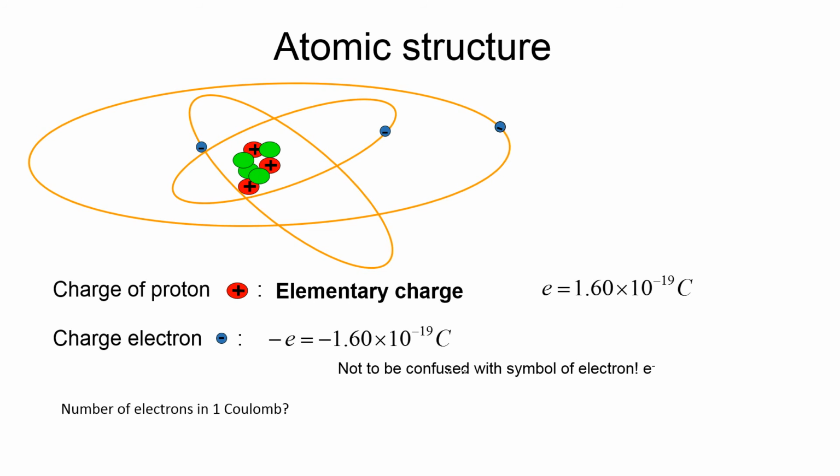Number of electrons in 1 coulomb, let's find out how many there are. Well, the number is 1 coulomb divided by the charge of 1 electron. I dropped the minus here because it's just the number we need. And it's 6.25 times 10 to the 18th, which is quite a lot.